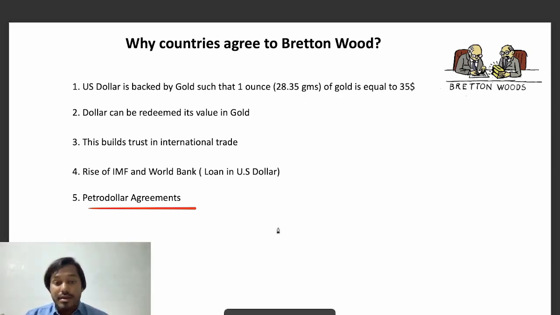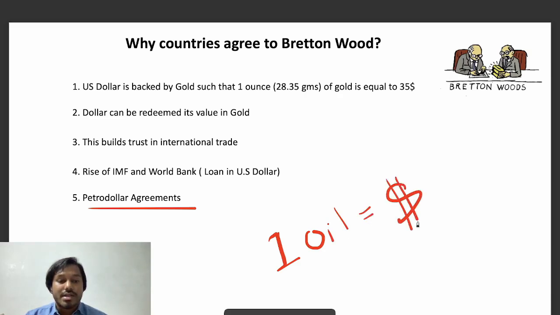So like one barrel of oil, they're going to sell it only in dollar form, in dollar currency. If any country around the world wants to buy oil, they can buy only in dollars. If India wants to buy, they cannot give Indian rupees. If Japan is buying, they cannot give Japanese yen. They can buy only in dollars.